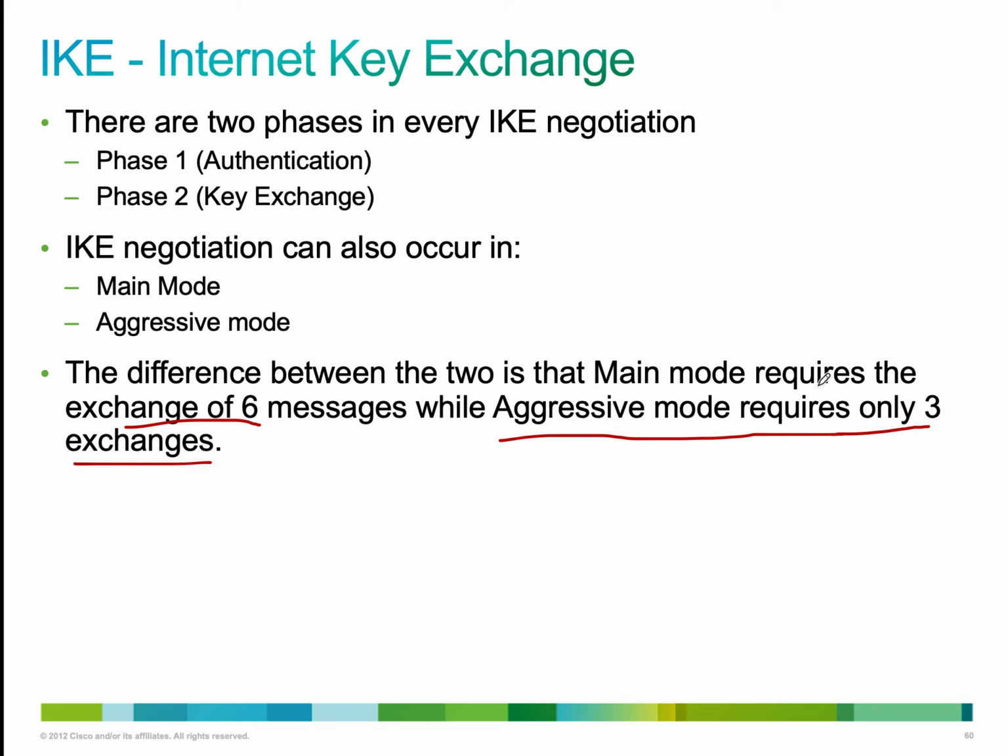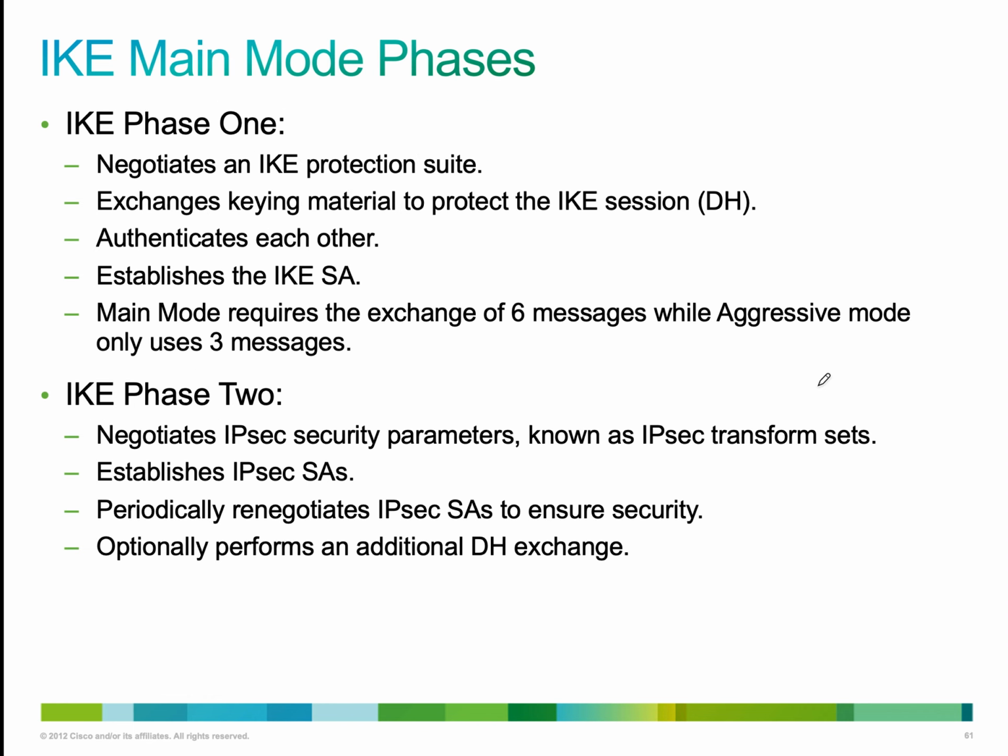Now, still on IKE, there are two phases in every IKE negotiation. Phase one is the authentication phase. Phase two is the key exchange. Let's talk about them one after the other. The IKE negotiation also occurs in main mode and aggressive mode. The main mode requires the exchange of 6 messages, while the aggressive mode requires only the exchange of 3 messages.